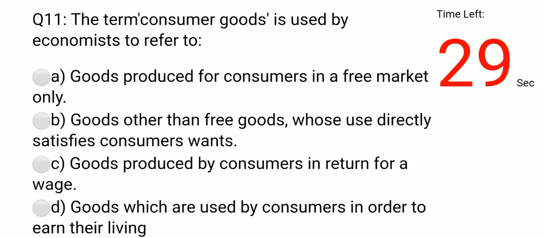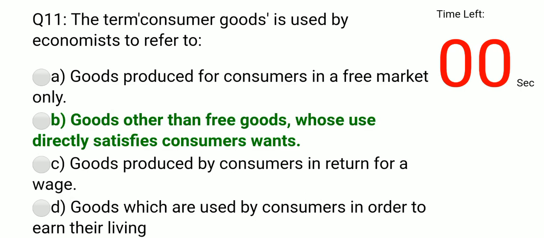Question 11. The term consumer goods is used by economists to refer to. Options. A. Goods produced for consumers in a free market only. B. Goods other than free goods, whose use directly satisfies consumers' wants. C. Goods produced by consumers in return for a wage. D. Goods which are used by consumers in order to earn their living. Answer. B. Goods other than free goods, whose use directly satisfies consumers' wants.